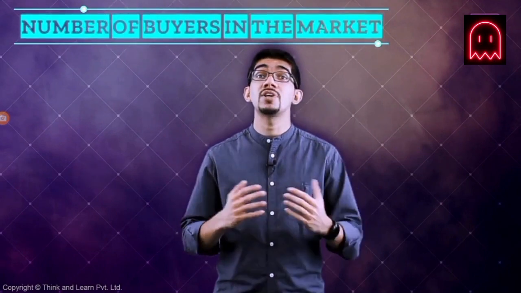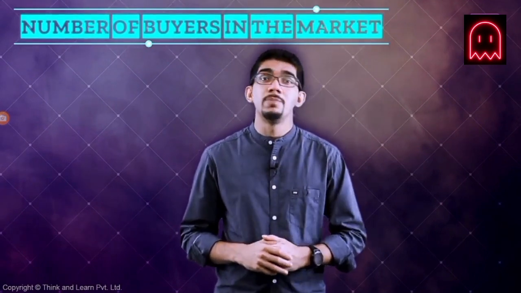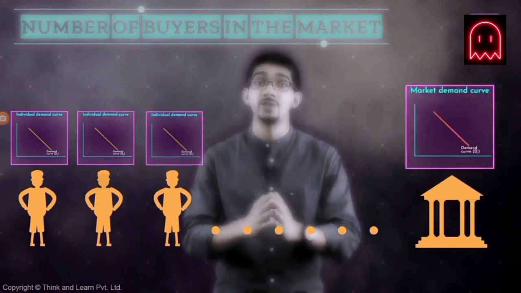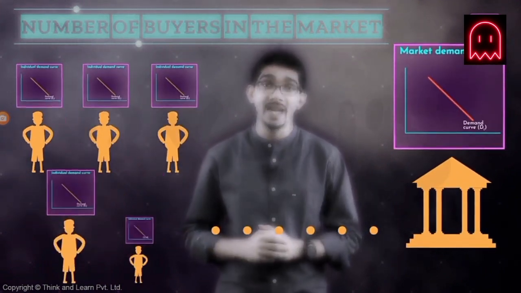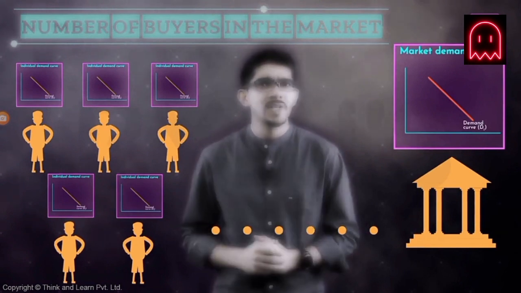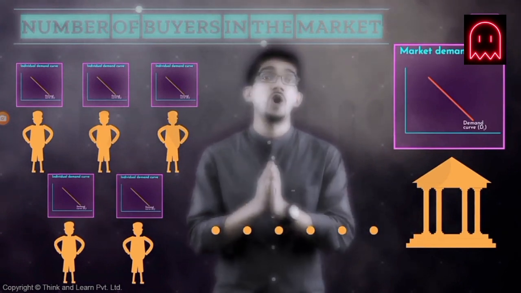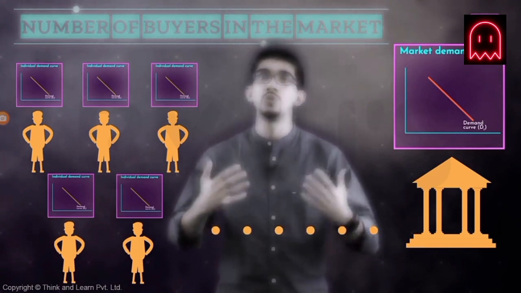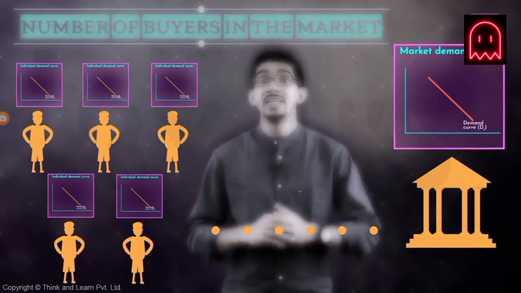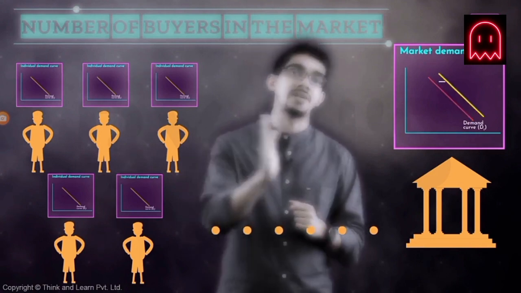4. Number of buyers in the market. Market demand is just a summation of individual demands. So obviously, if the number of individual demands to be added increases, what will happen? For some reason, if there is a lot of newly eligible consumers in the market, they will naturally buy more products at the same price, shifting the demand curve to the right.